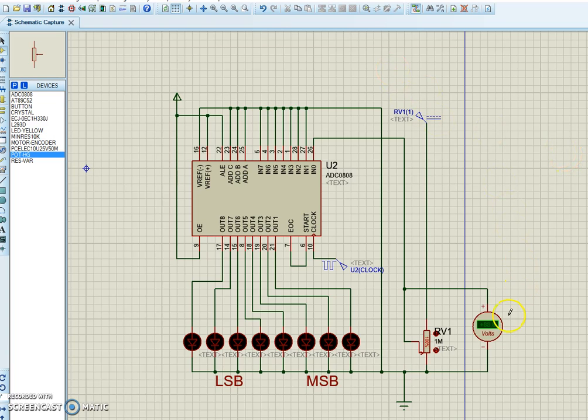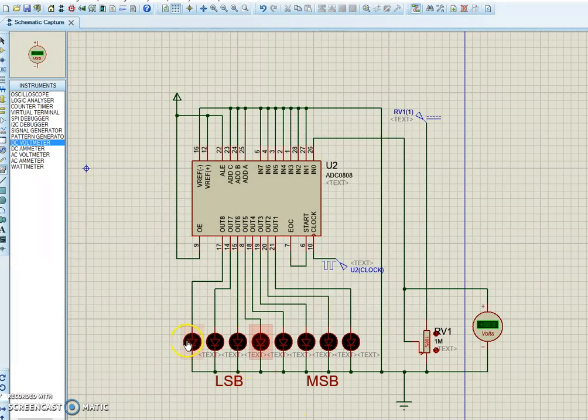Another thing I use is a voltmeter. You can get the voltmeter if you go to device, instrument, voltmeter. Just add a voltmeter here so that we can see the voltage being adjusted by the variable resistor and entering our ADC. Now, proceed and make all these connections: ADD A, B, C, ALE, and then the output.